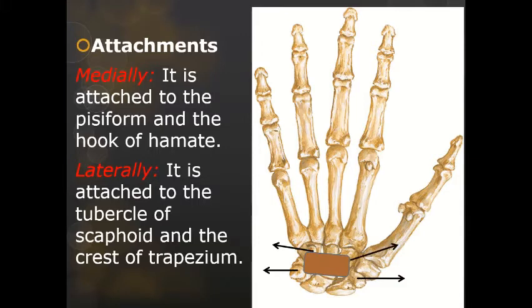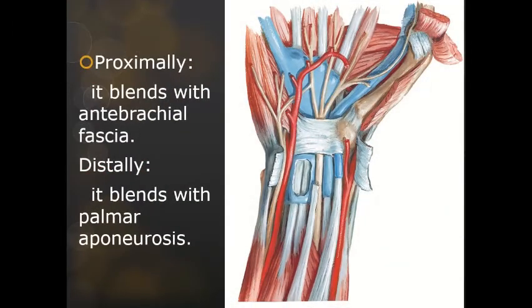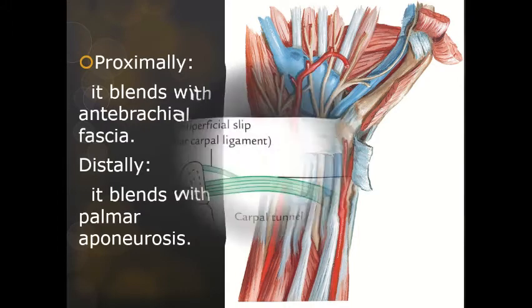Let us see that once again. There is a proximal attachment at the medial aspect, that is the pisiform bone, and here you can identify the distal attachment at the medial border, that is the hook of the hamate, and here you can see the scaphoid proximally, and distally the trapezium bone. Proximally, it is blending with the antebrachial fascia, meaning the deep fascia of the forearm. Distally, it is blending with the palmar aponeurosis, the triangular fibrous sheet.